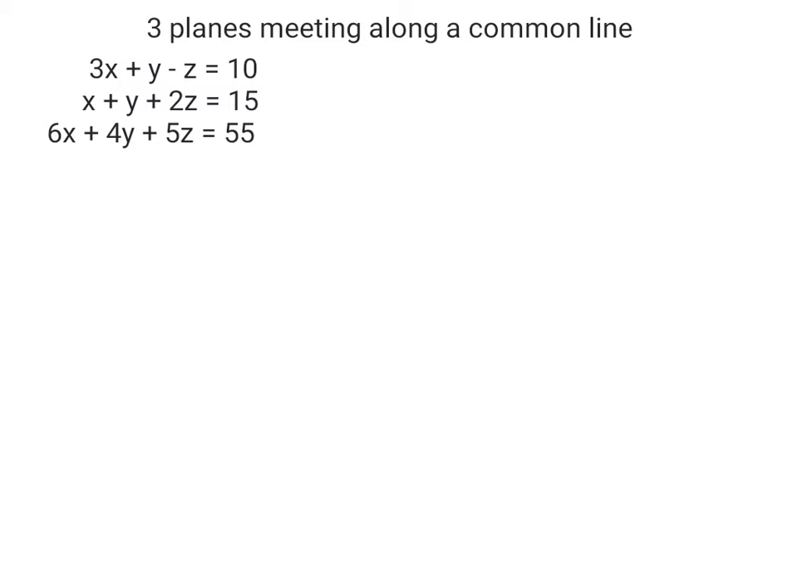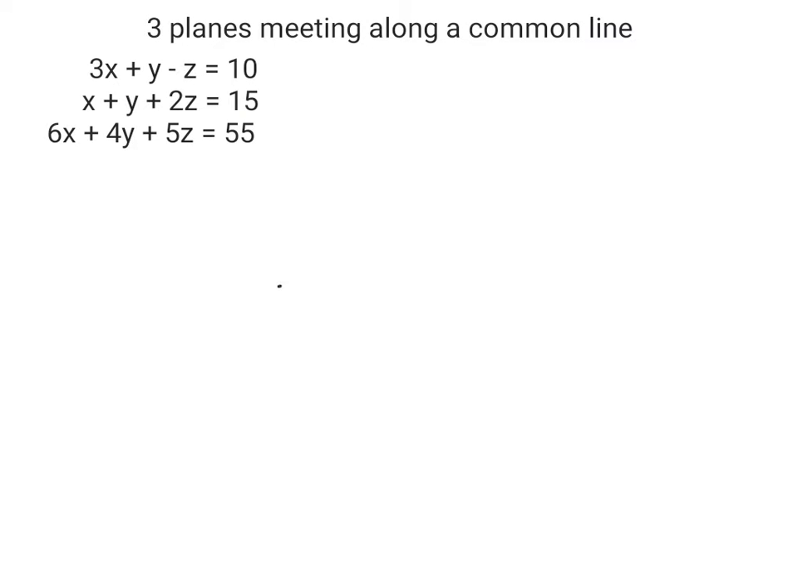The next thing we need to do then is to check to see if there are any parallel planes. So what I like to do is to try and make one of the variables have the same coefficient in each equation, and then check to see if the ratios of those coefficients of each equation are the same for any pair. If they are, those planes are parallel.